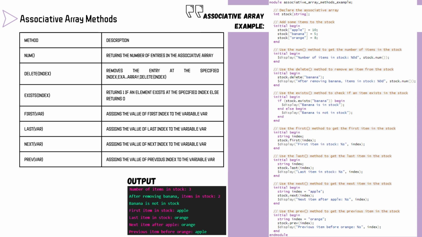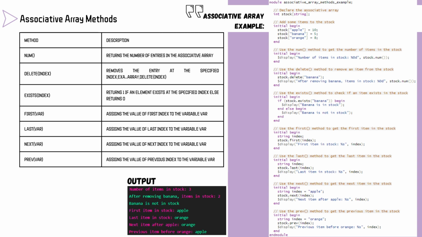Next, var. This method assigns the value of the next index in the associative array to the variable var. For example, if we want to assign the value of the next index after the current index to a variable called next_index, we can call ex_array.next(next_index).